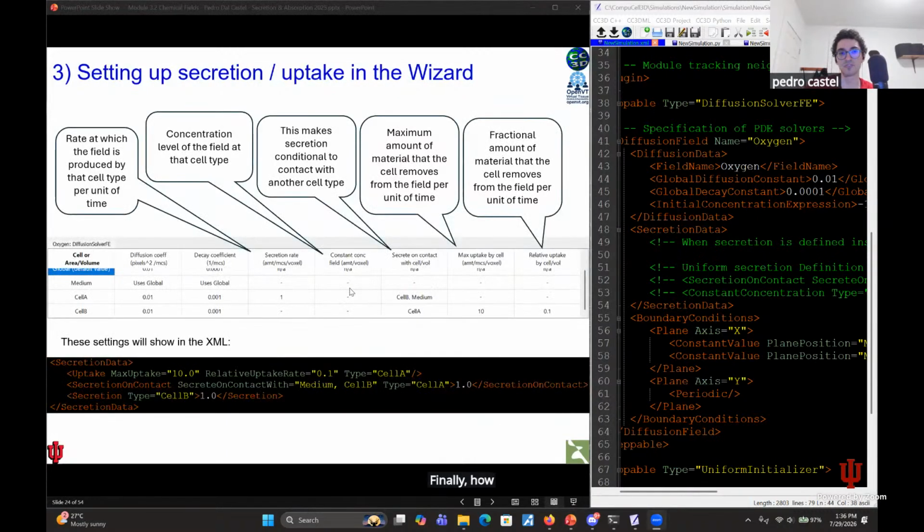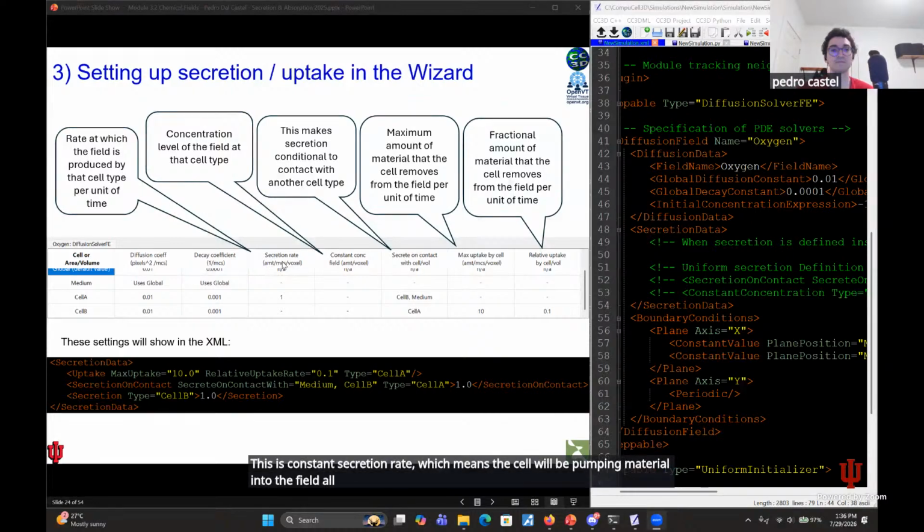Finally, how do you set secretion? The easiest way nowadays in the modern 4.9 CompuCell is you go to the wizard and you set the secretion rate on a per cell basis in your field wizard page. So in this, the fourth column, you have the secretion rate as the amount per Monte Carlo step per voxel. This is constant secretion rate, which means the cell will be pumping material into the field all the time.